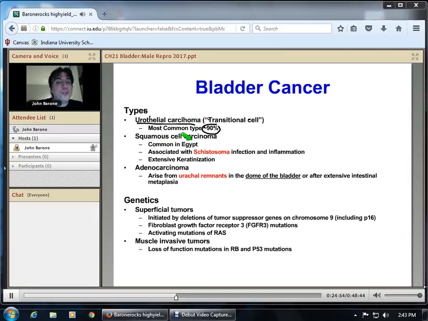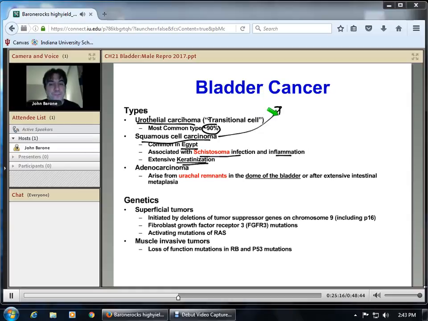Now, if you're swimming in the Nile, that's when we're going to start thinking about squamous. This is common among Egyptian friends, and it's associated with schistosoma infections, which lead to inflammation and therefore metaplasia. So you get metaplasia to squamous, then you get invasive squamous cell with the keratin pearls, the keratin whorls, all that stuff that we see for squamous cell.